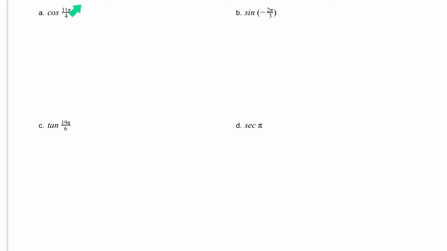Example 3, our first one, is the cosine of 11 pi over 4. So let's draw it out. Here's 0. This would be 4 pi over 4. And 2 pi would be the same as 8 pi over 4. Now we're looking for 11 pi over 4.